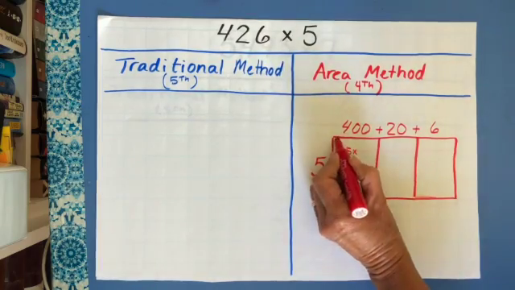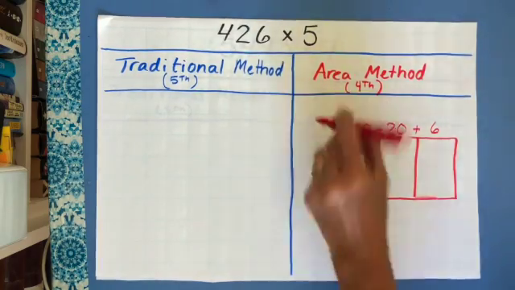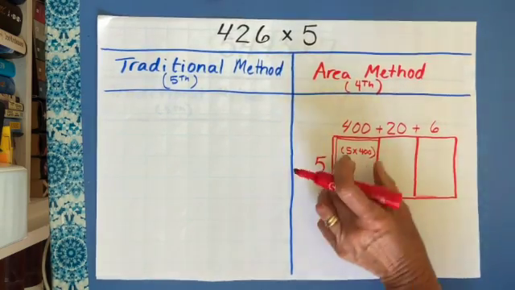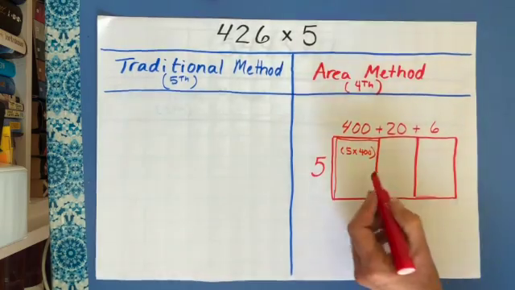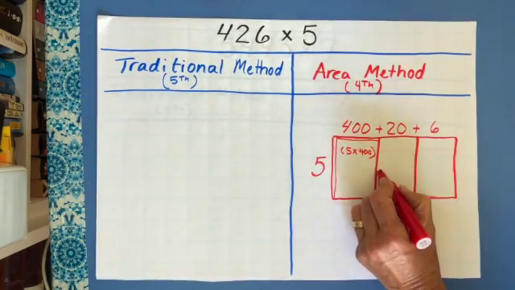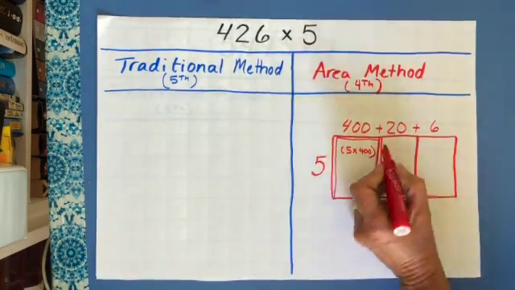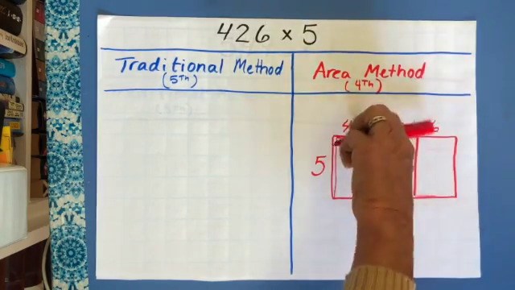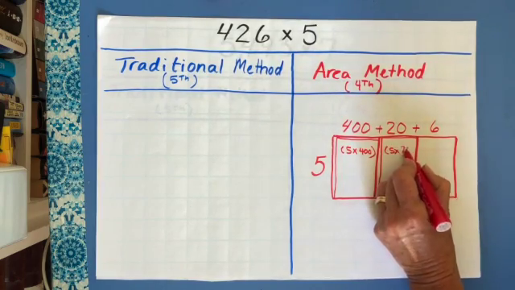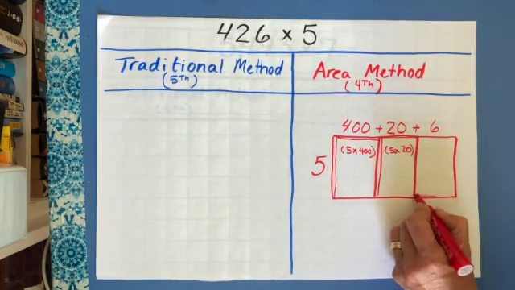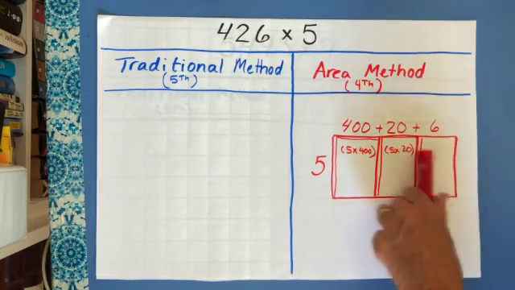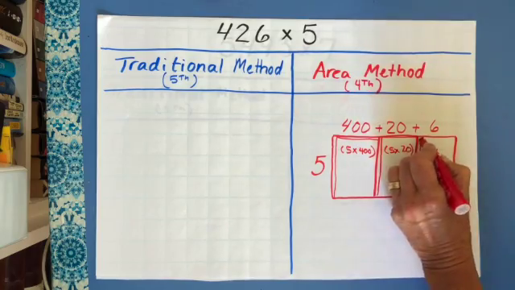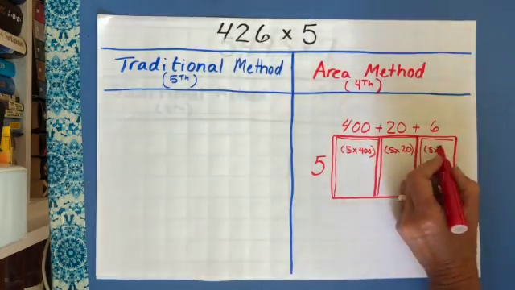And the length of this side right here is equal to 400. And I put the parentheses there because it's a group of numbers. Now I'm going to do this one. The length of this one is 5 times the length of this side here, which is 20. And the last one here, the length of this side is 5. And the length of this side right here is 6.